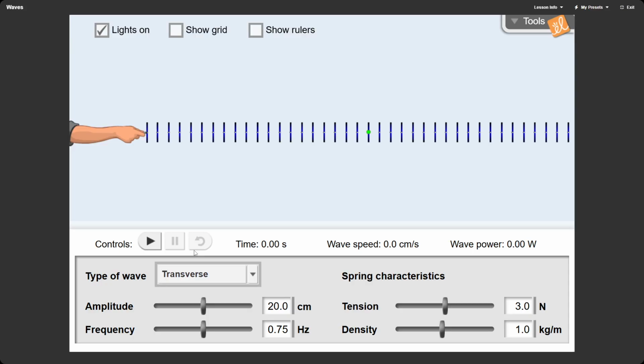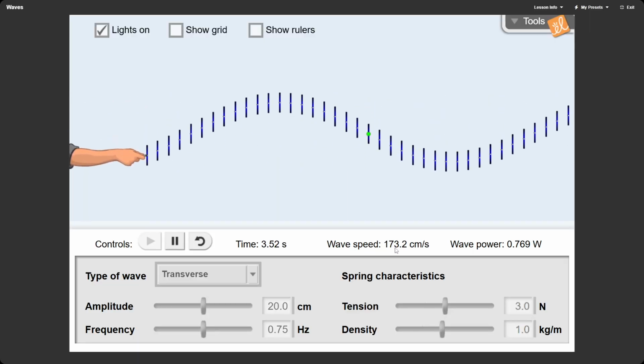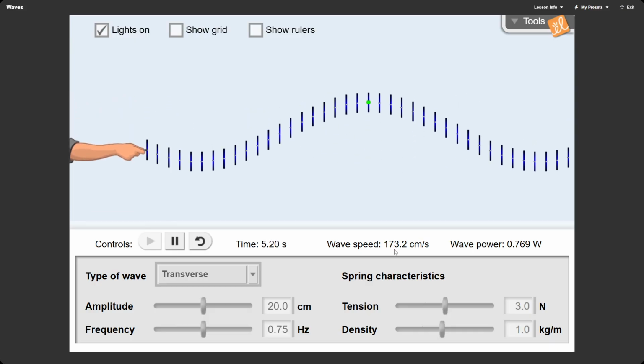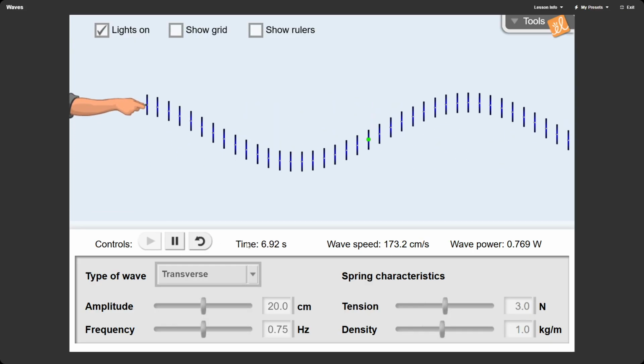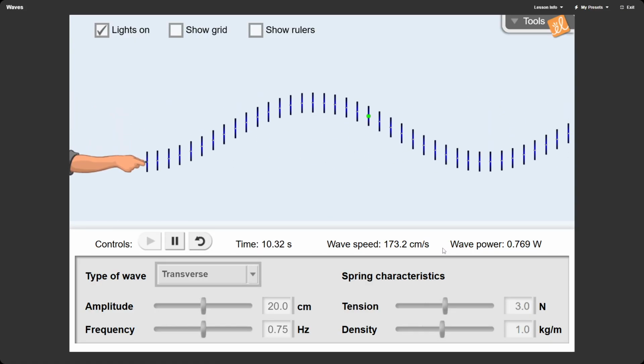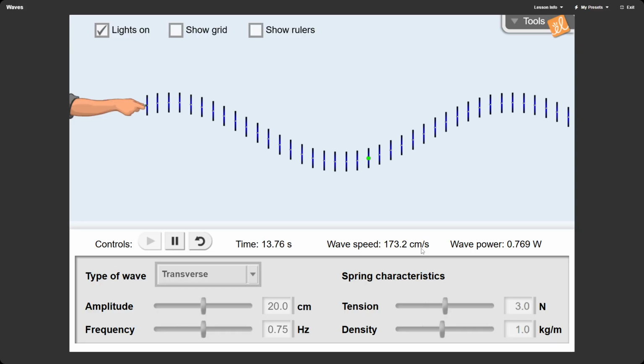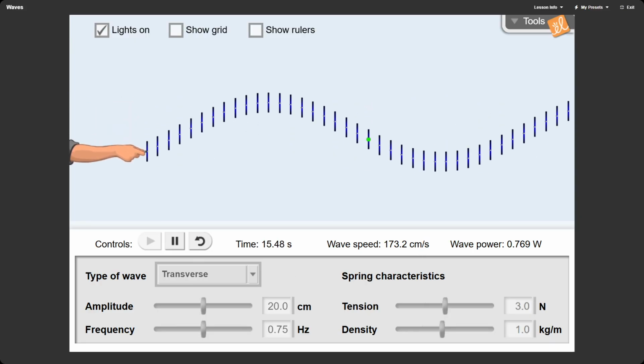Record, the speed of the wave is the distance a pulse travels per second. Wave speed is displayed in the below spring. Click play. What is the wave speed? So if you look over here, at the top, it'll say wave speed, and that's the one you're looking for. It'll be there, with the time in the middle, wave speed, and then wave power. So you want to write down the wave speed in centimeters per second. Don't forget your unit.